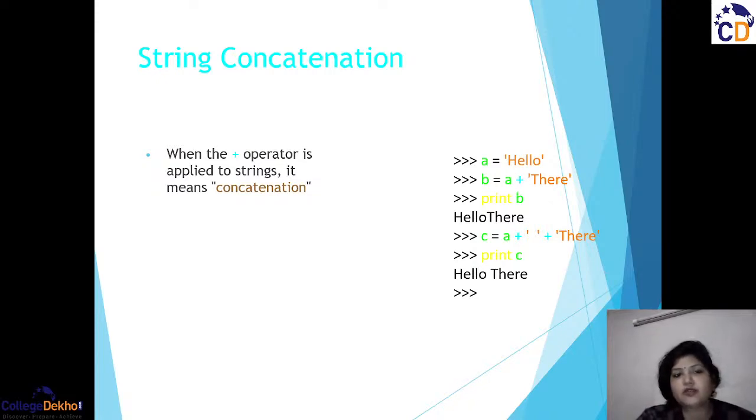So when the plus operator is applied to strings, it means concatenation. Whatever you want to add, you can add it, like we have addition of numbers, right? You can't add strings to each other, but you can concatenate the strings to each other. So how is it possible? With the help of the plus sign, you can easily merge two strings. Let us see how it is possible.